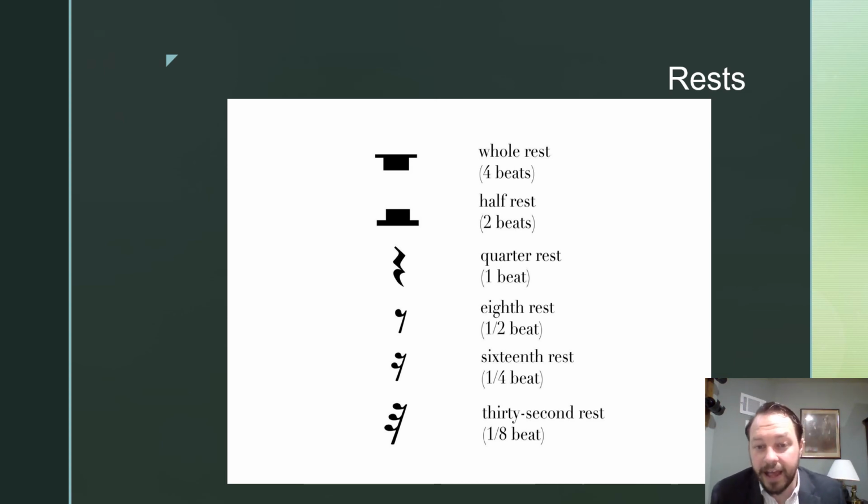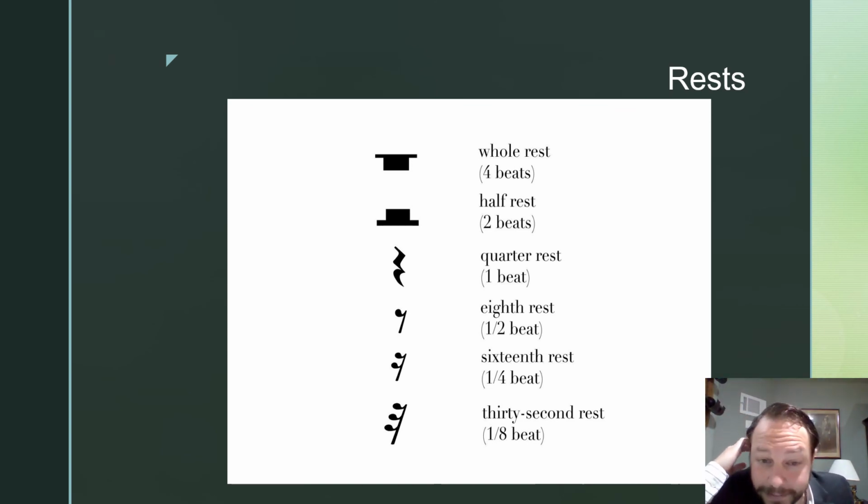Same thing, the half rest, that's worth 2 beats. Now, if you noticed here, the whole rest and the half rest, they look very similar. So how can you tell them apart? Well, if you notice, the whole rest is a line, and then the little rectangle hangs below the line. And the half rest is the line, and then the rectangle rests on top of the line.